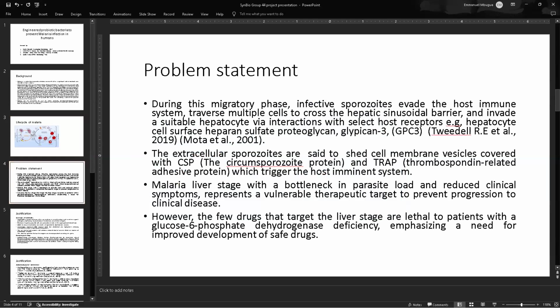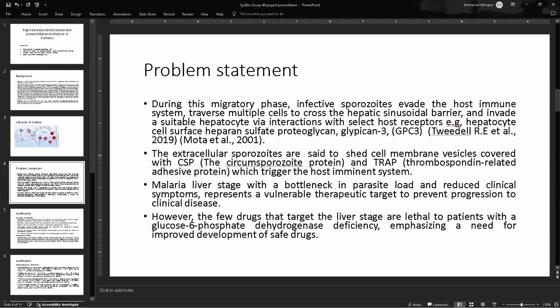During this migratory phase, infective sporozoites evade the host immune system, traverse multiple cells to cross the hepatic sinusoidal barrier, and invade a suitable hepatocyte via interactions with select host receptors like the cell surface heparan sulfate proteoglycan and glypican-3, the GPC3. The extracellular sporozoites are said to shed cell membrane vesicles covered with CSP and TRAP, which trigger the host immune system.